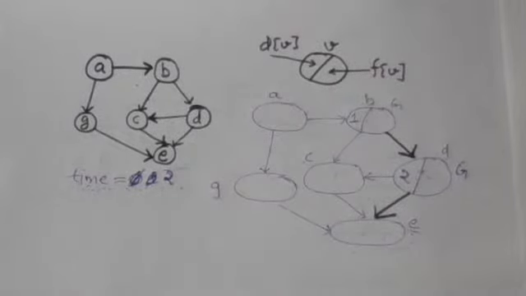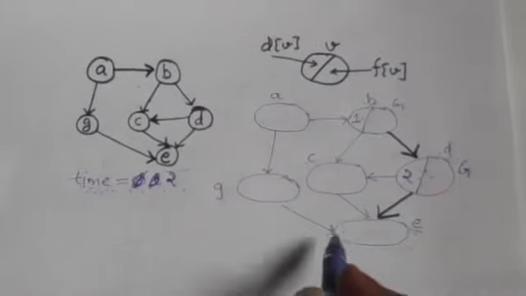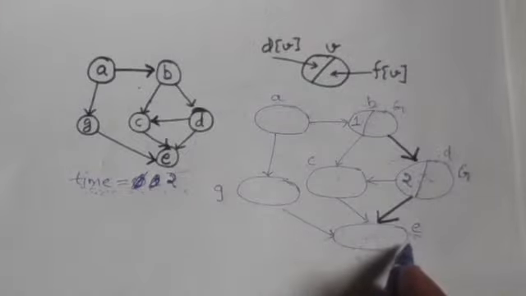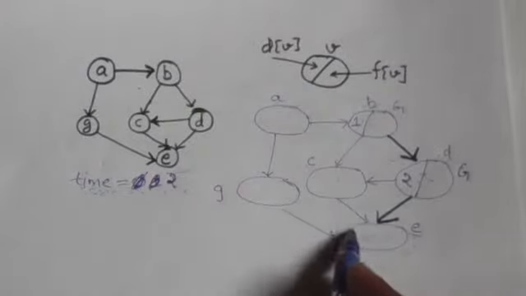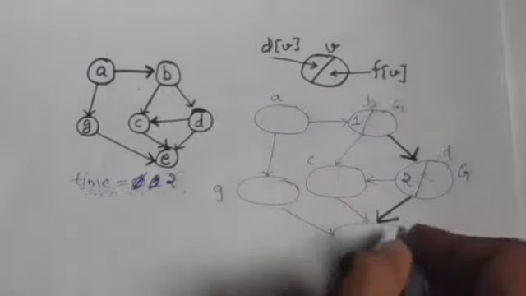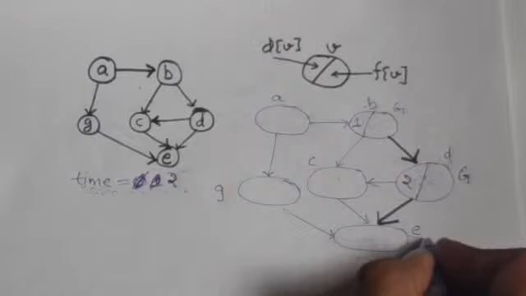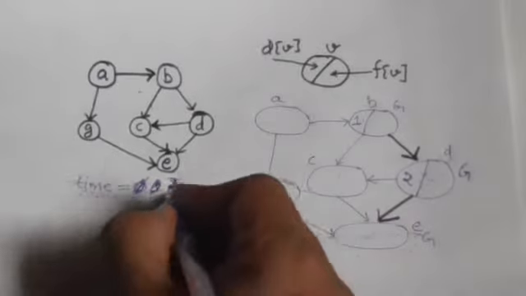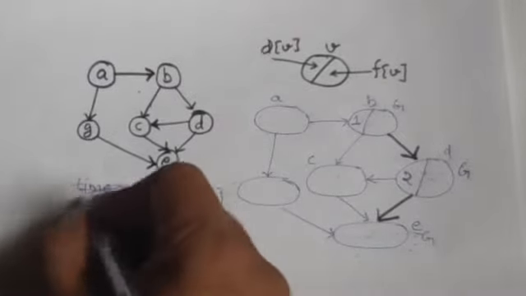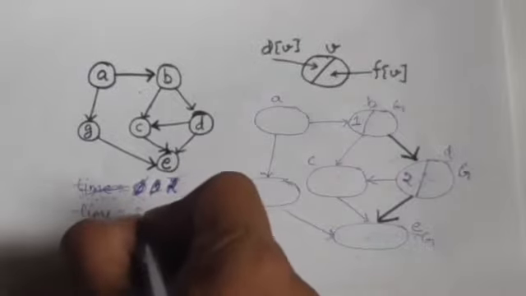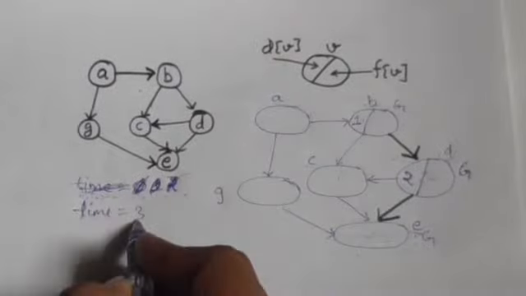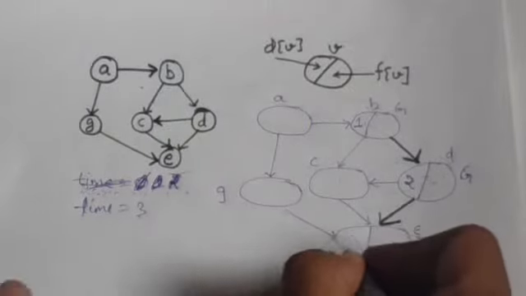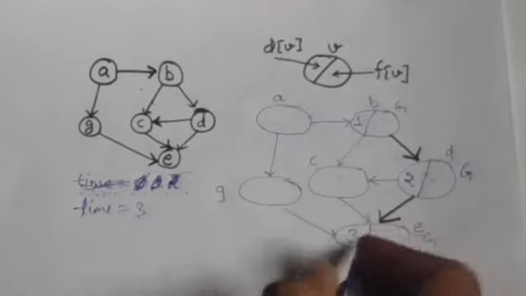Then we will call depth first search visit function on this vertex E, right? When we call depth first search visit function on this vertex E, the color of this vertex E will be changed from white to gray, right? Then we will increase the value of variable time by 1. Now the value of variable time will become 3, right? Now this value of variable time will be set as the discovery time of vertex E. Now the discovery time of vertex E is 3, right?